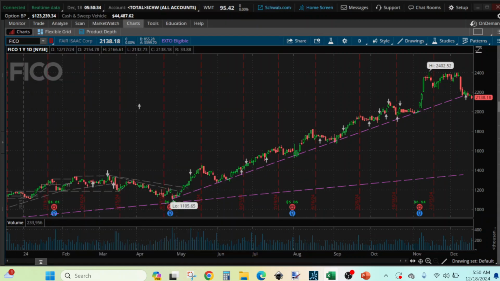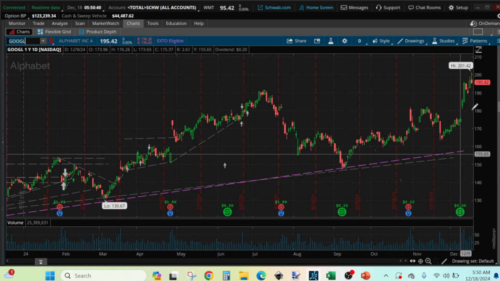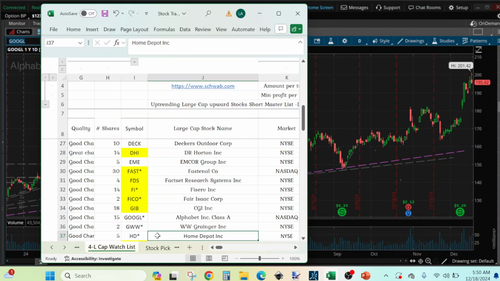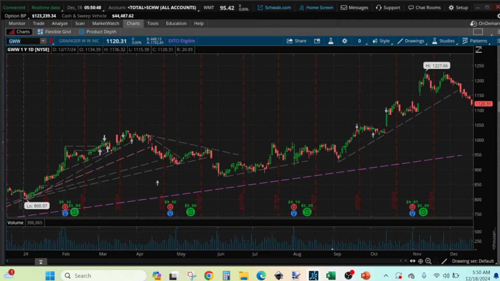Google. So Google, we like to buy it on this trend line. Right now, it's right there. GWW. So GWW, we like to buy it on this line.